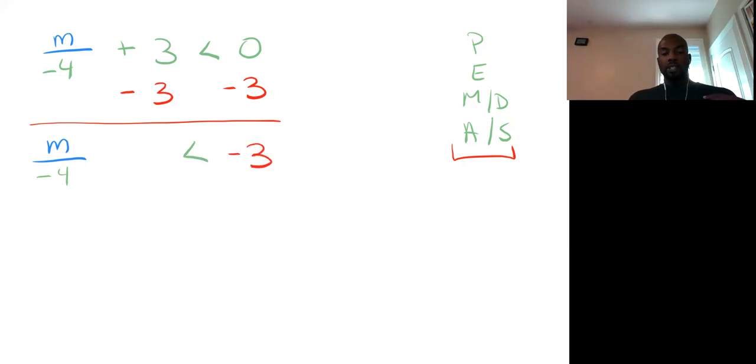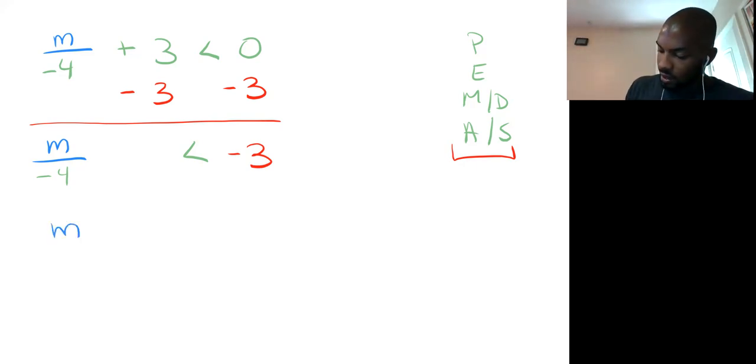Now, some of you like to solve this using the fractions, but if you were watching the last video, you noticed that it's easier to rewrite this as m divided by negative 4. Just write it out long ways, is negative 3. That way I can just do this.